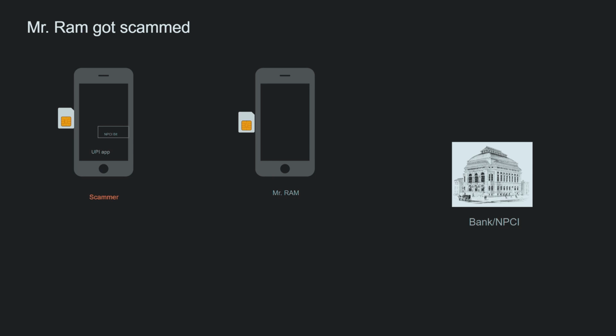The scammer just copies that device key and forwards the message to Mr. Ram, and tells Mr. Ram, can you forward this SMS to this phone number? If you do so, only then you can make the payment, or some kind of backstory over there. And Mr. Ram actually does what he says. Mr. Ram forwards that SMS to the bank.